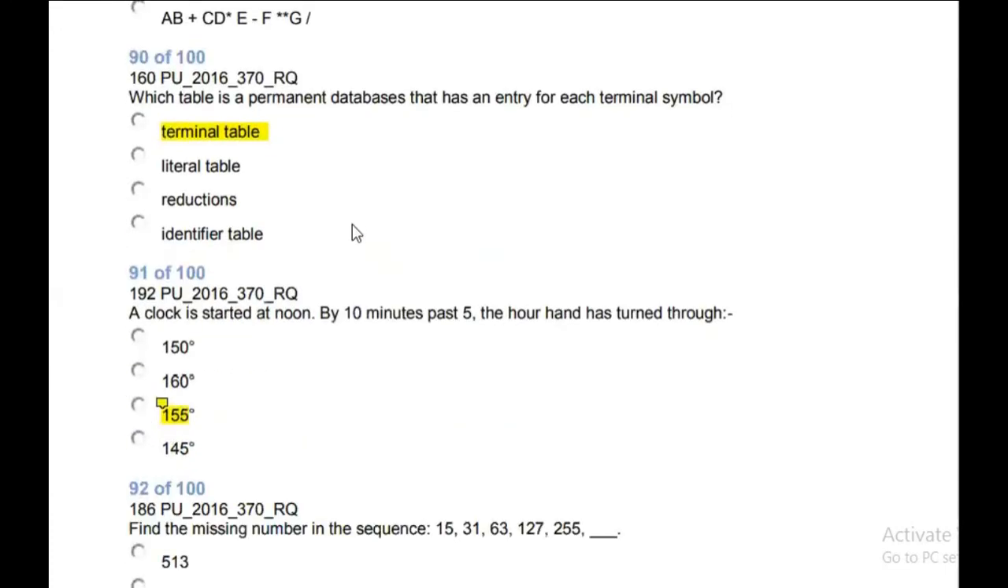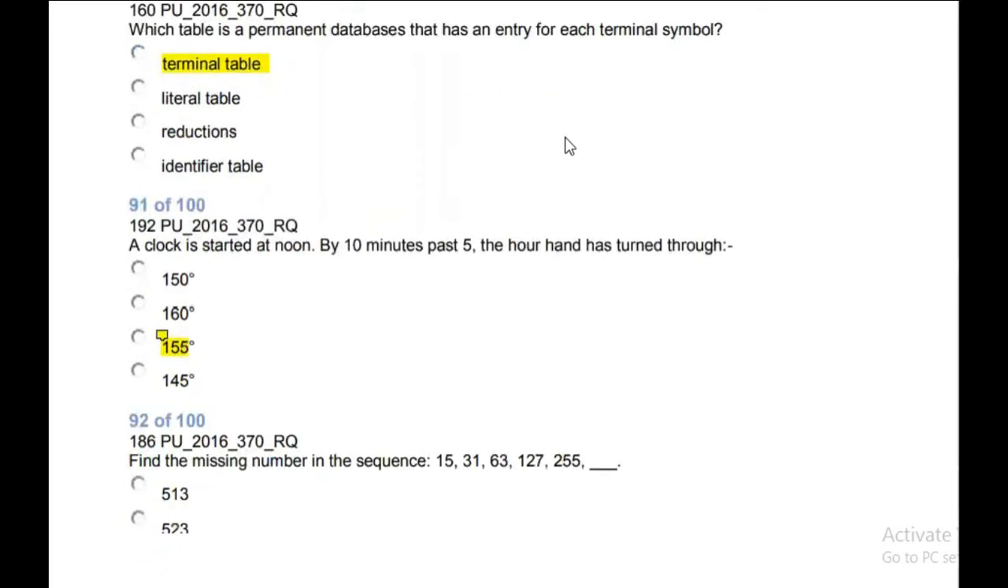Okay, next question, question number 90. Which table is a permanent database that has an entry for each terminal symbol? Terminal table, option A is correct. The table that is a permanent database with an entry for each terminal symbol is the terminal table.